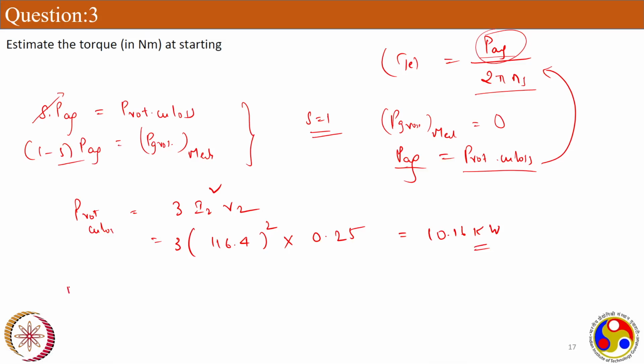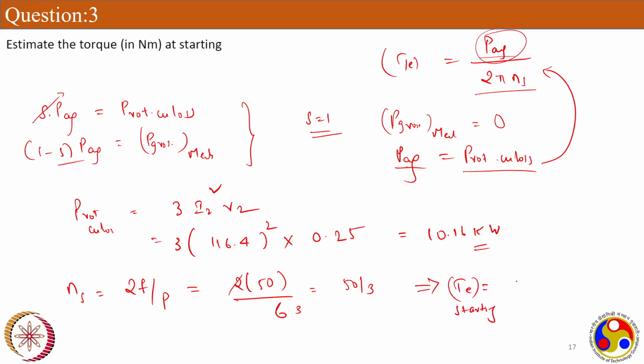Before that, we will just see what Ns is. Ns, you know the formula, synchronous speed in RPS is 2F by P. What is the supply frequency? It's given in the problem, 50 hertz, and this is a 6 pole machine. So Ns is 50 by 3. Now the torque at the starting will be the power, that is 10.16 into 10 cube, divided by 2 pi into 50 by 3.